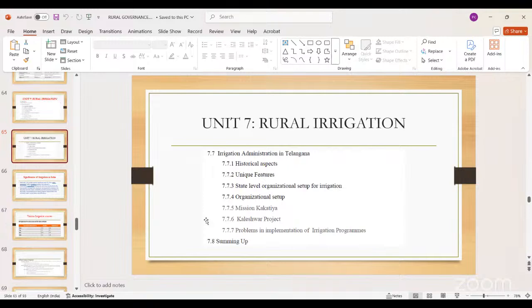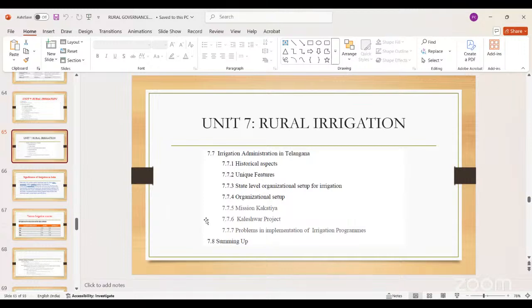Then there are some important agriculture projects. Number one is Mission Kakatiya. As we know, agriculture in Telangana was solely dependent upon tanks during Nizam rule. There was more focus on tanks. Originally the tanks in Telangana had a lot of capacity, but due to negligence much of this capacity was lost. The irrigated land under these tanks was around 25 lakh hectares during 1956.